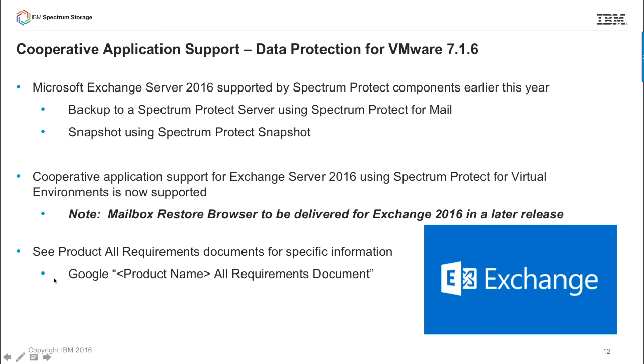Now I have a note down here, and this is really always the best advice too. If you're looking for specific versions that are supported or specific support requirements, just Google the All Requirements document for data protection for VMware or Spectrum Protect for virtual environments, and that will give you all the latest and down to a very granular level of detail, and you can really get a good idea of what's officially supported and what's not officially supported in this particular release, because we're constantly making changes and constantly updating that information.